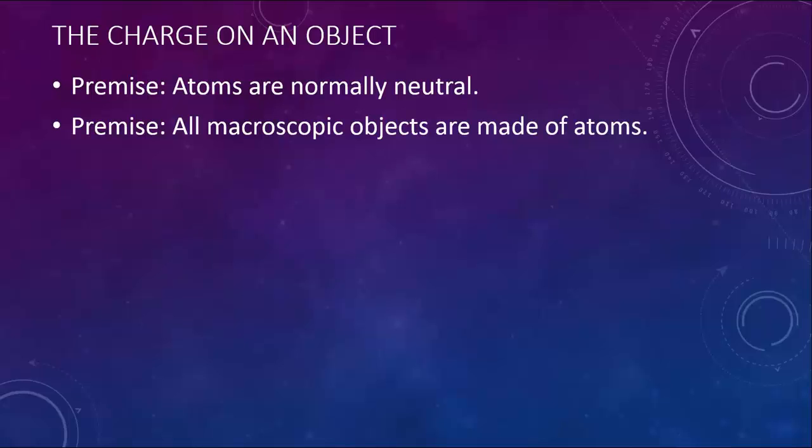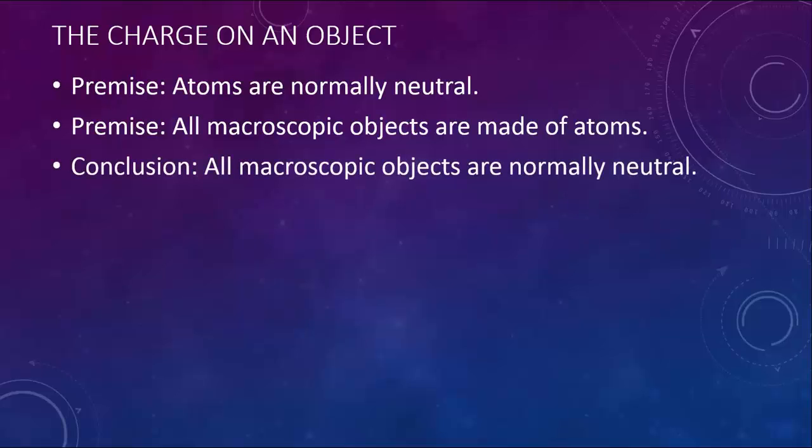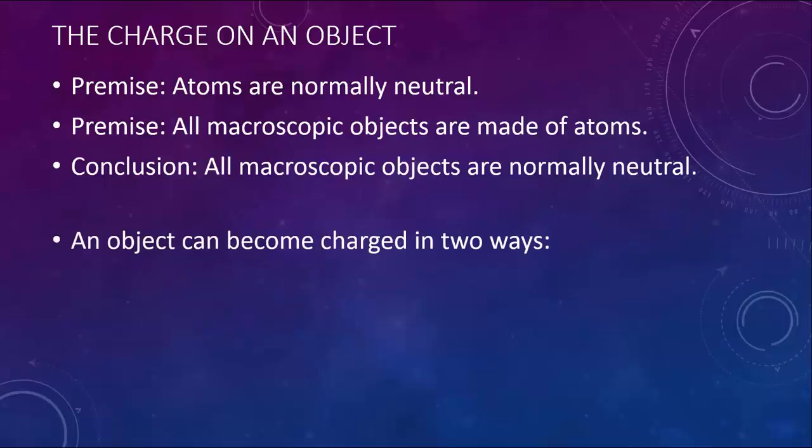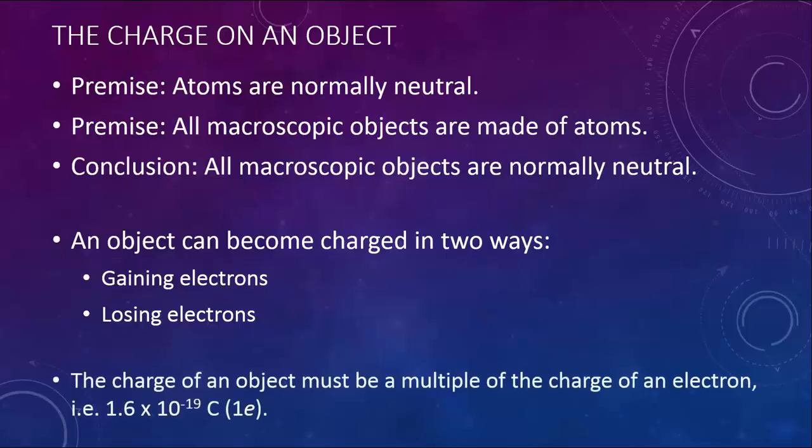If we take these two basic facts together, we should be able to say that all macroscopic objects are normally neutral. The universe would be a pretty boring place if everything was always neutral, however. Objects can become charged. And there are two really fundamental ways that this can happen. An object can gain electrons to become negatively charged, or it can lose electrons to become positively charged. There is no other way for an object to become charged. Atoms cannot gain or lose protons.